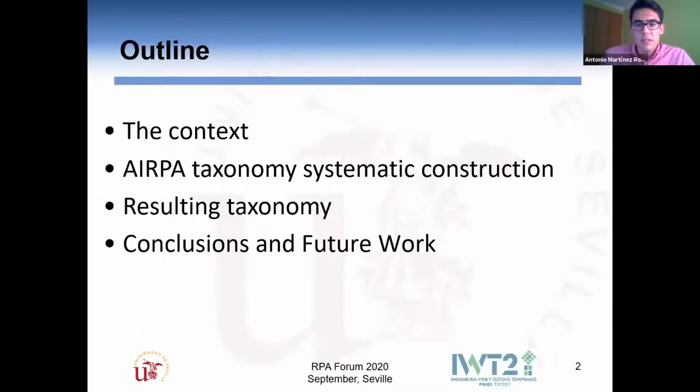Here we see the index of the presentation, which is divided into 4 points. The context, which shows where it comes from and what are the motivations of this publication. Then the proposal of a method for the systematic construction of a taxonomy of cognitive RPA components, from here on ERPA, followed by the taxonomy resulting from an iteration of this method, finishing with the conclusion of this work. Let's start with the context.